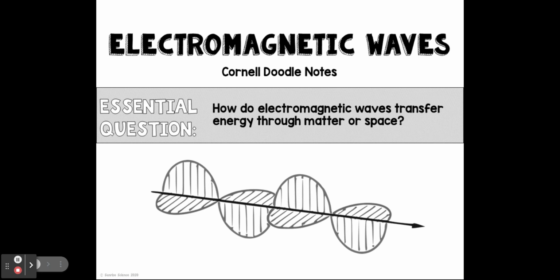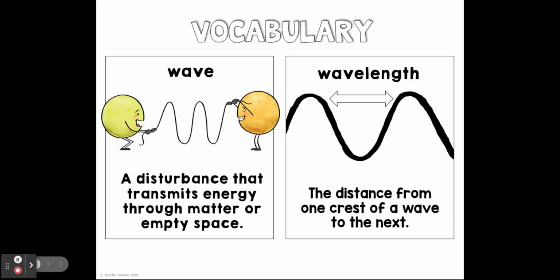These are the class notes on electromagnetic waves, or the electromagnetic spectrum. And the essential question: how do electromagnetic waves transfer energy through matter or space? So we have some vocabulary, and we've been doing this. This should be a no-brainer. A wave: any disturbance that transmits energy through matter or empty space.